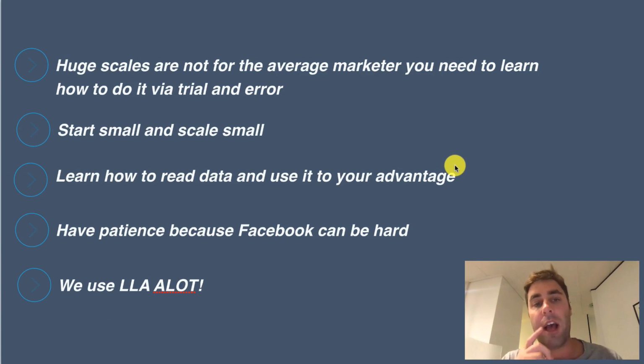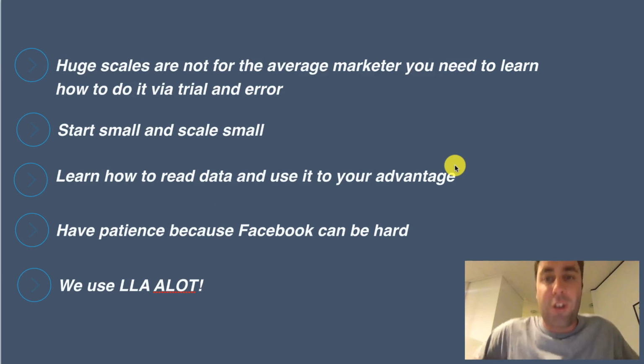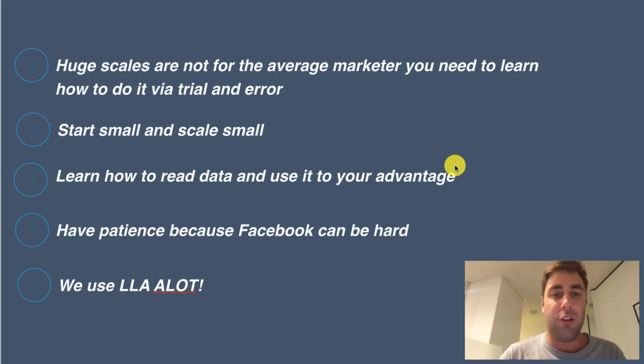So these huge upscales, I'm talking 6 or 7 figures in a short amount of time, are not for the average marketer. You need to learn how to do it via trial and error. You will have trials and you will have errors. Start small and scale small. So if you're starting with Facebook and you're fresh, just start small and scale small, okay? Get yourself to a few $100s a day income. Like you don't need to be greedy. Get yourself to a few hundred, 400, 5, 6, 700 a day, and just work your way up a little bit and just stay small.